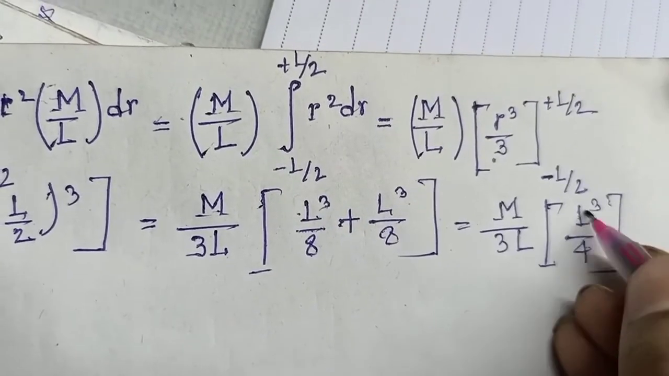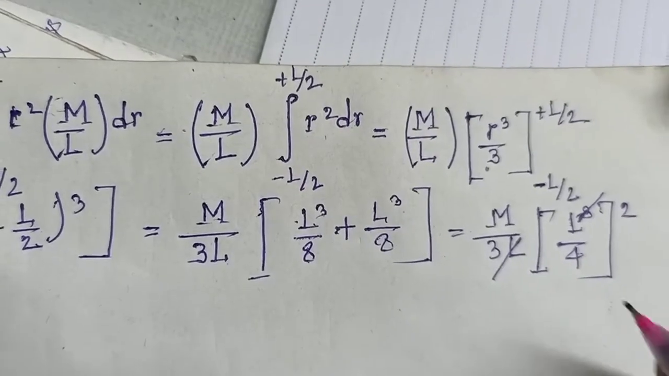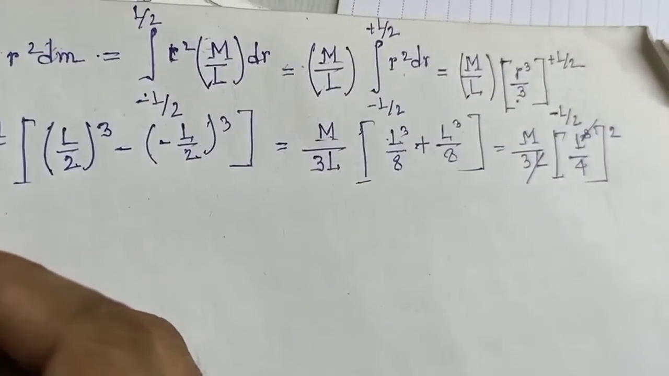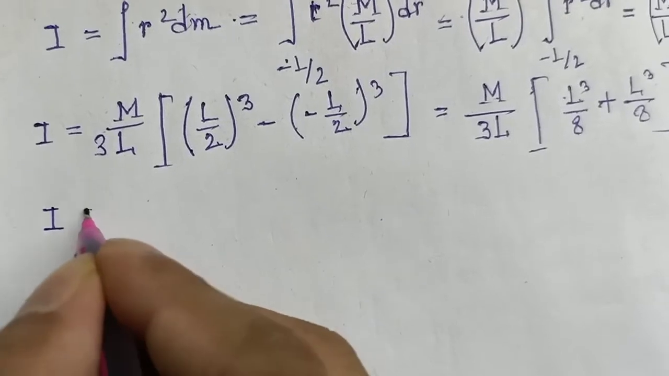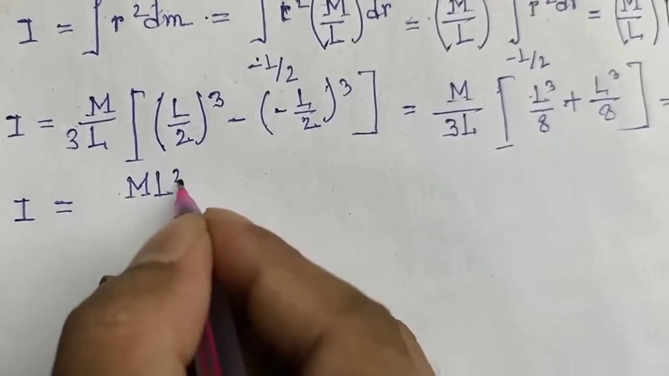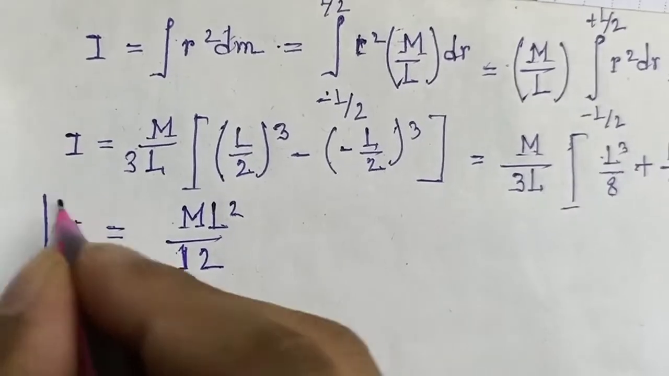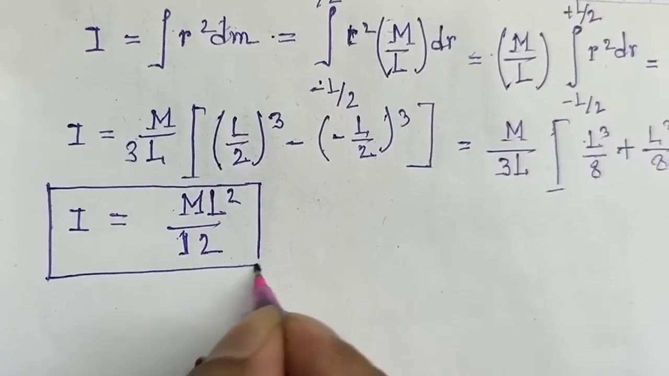Now this power 3 will cancel by this L. So moment of inertia becomes what? It becomes I equal to M L square divided by 12. So this is the moment of inertia for a rod when the axis of rotation is passing through the middle of the rod.